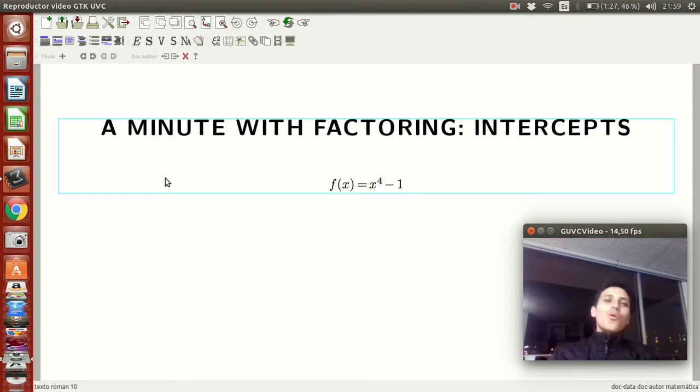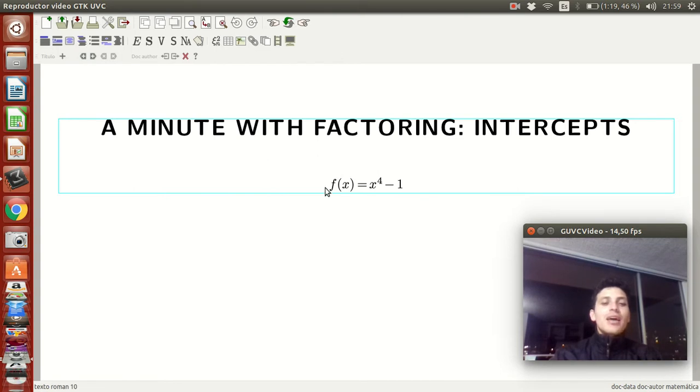Do you want to know what you need to know about factoring? Do you want to know one application of factoring in math? So I'm going to show you one way to use factoring, and this is how to find the x-intercepts using factoring. Let's see the example with a function.